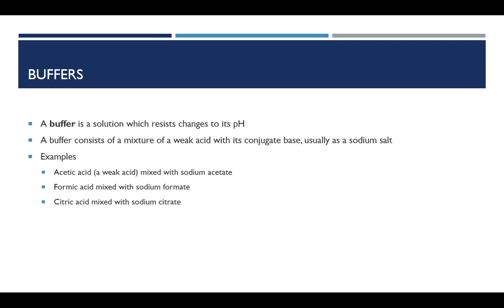Citric acid, which, as you might guess from the name, comes from lemons and oranges, can be mixed with sodium citrate to form a buffer. Would a mixture of nitric acid and sodium nitrate produce a buffer? Well, sodium nitrate is the conjugate base of nitric acid, but nitric acid is a strong acid, not a weak acid. Therefore, I would not expect a mixture of nitric acid and sodium nitrate to make a buffer, only a mixture of weak acids with their sodium salts.